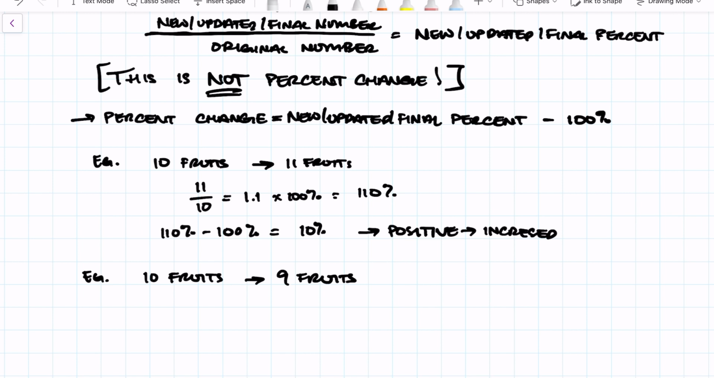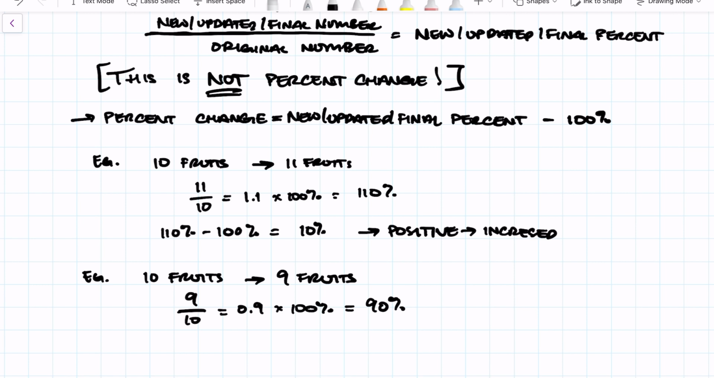So remember that you're taking the new amount, okay? Remember, don't go with bigger versus smaller. We're not looking at that. We're looking at the new amount. So 9 over the original amount, which is 10. Now you know that you're left with 0.9. If you times it by 100% to find out the percent, then you are going to get 90%.